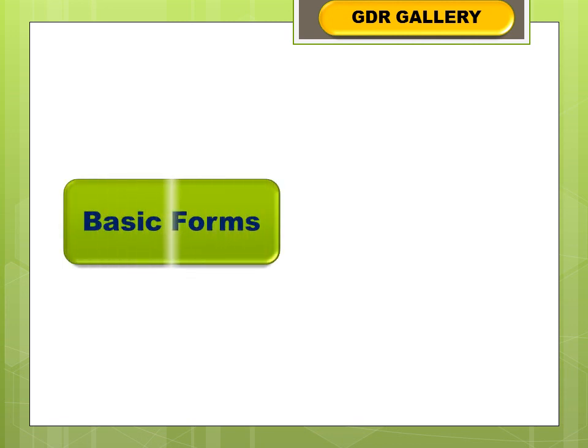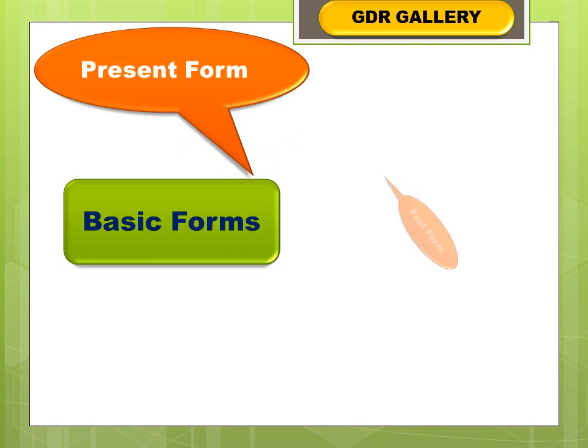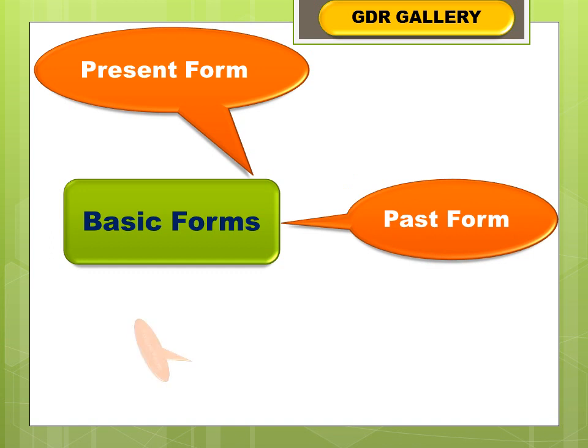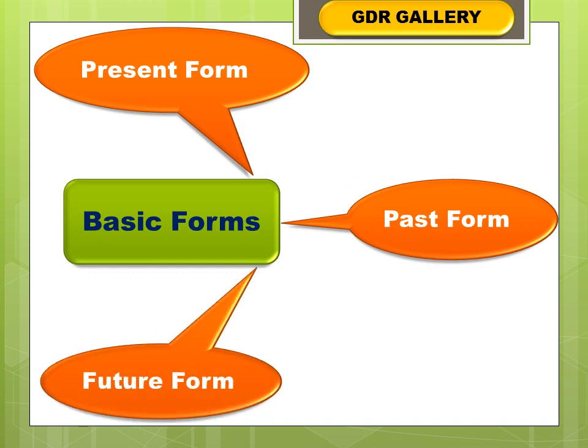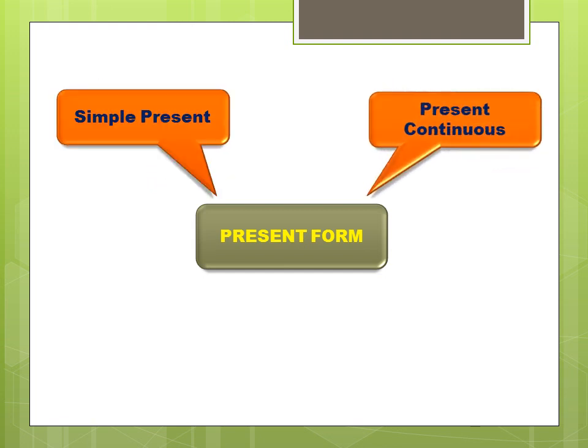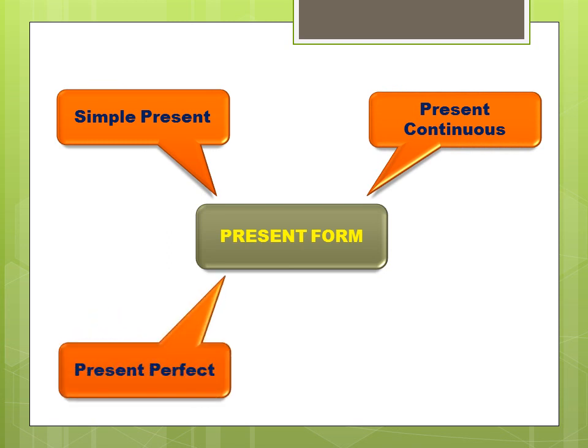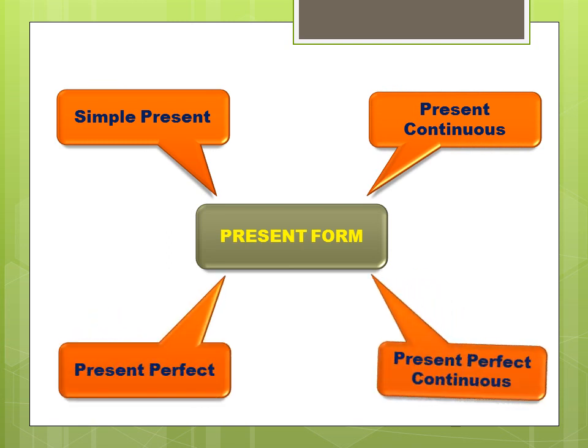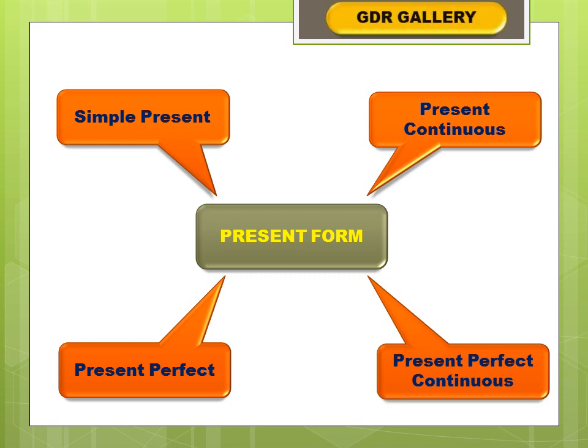At first, it's important to know the basic forms of tenses. There are 3 basic forms of tenses, and they are present form, past form, and future form. Now, let's look at the present form. Under present form, we have simple present, present continuous, present perfect tense, and present perfect continuous tense.